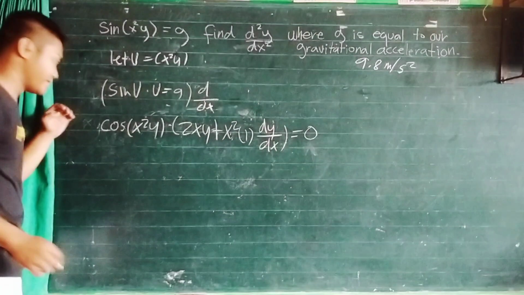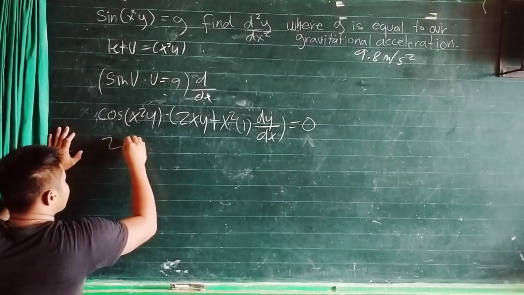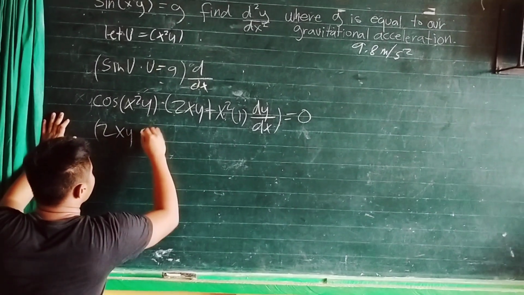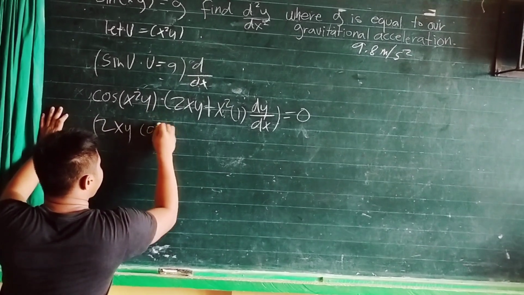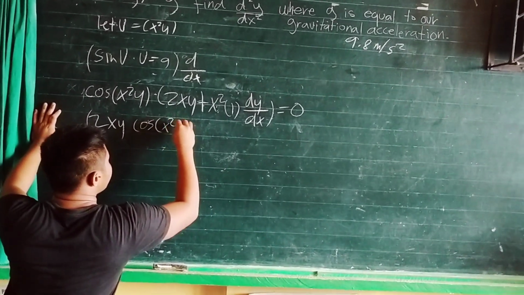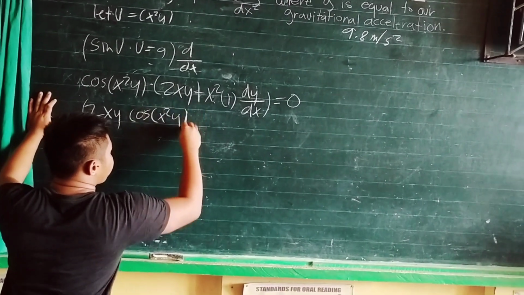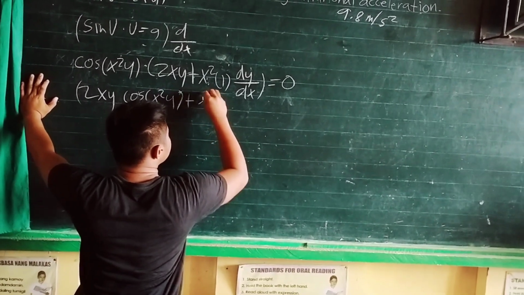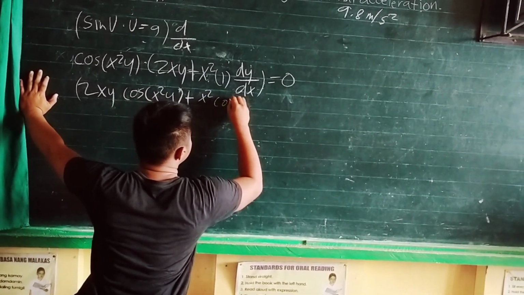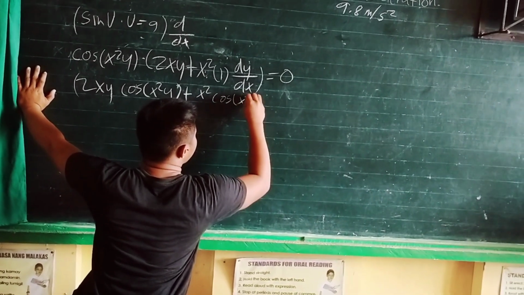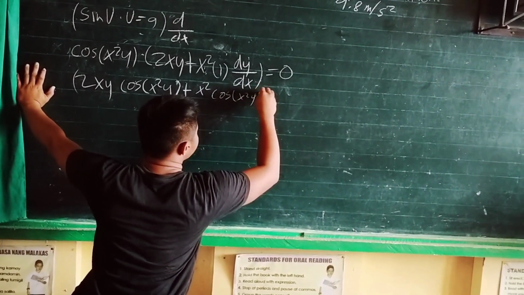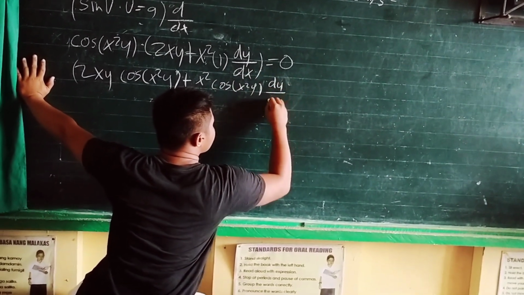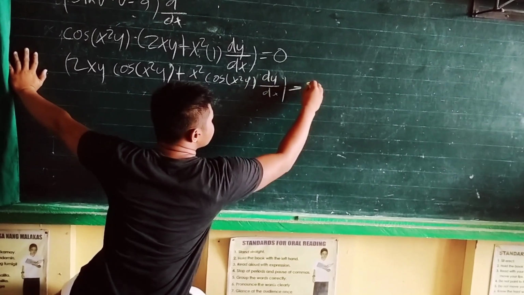We have to multiply. So 2xy cos x squared y plus x squared cos x squared y dy over dx equal to 0.